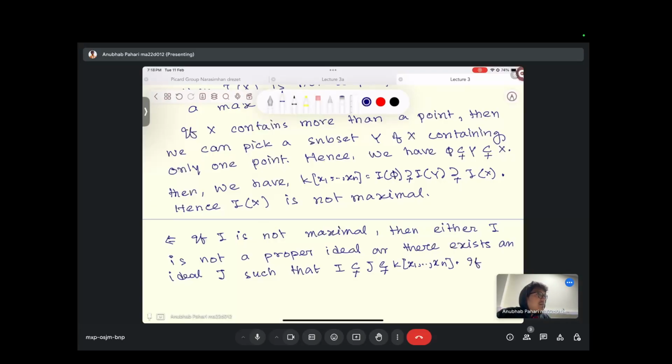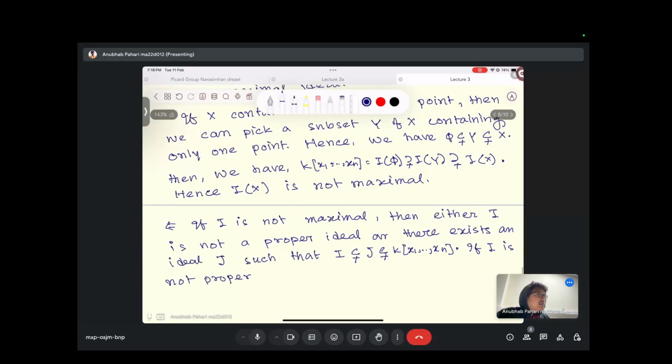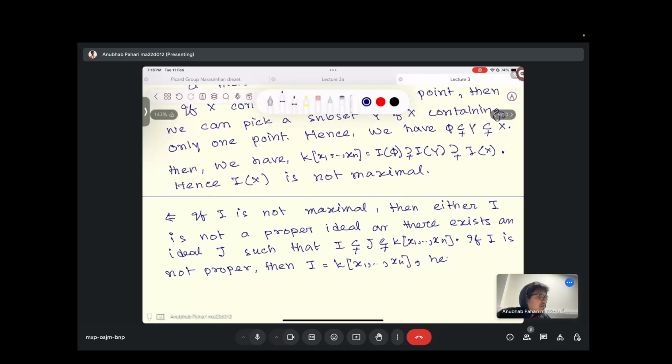If I is not proper, then I is equal to k[x1, up to xn]. Hence X is equal to V(I) equals phi, which is not a point.